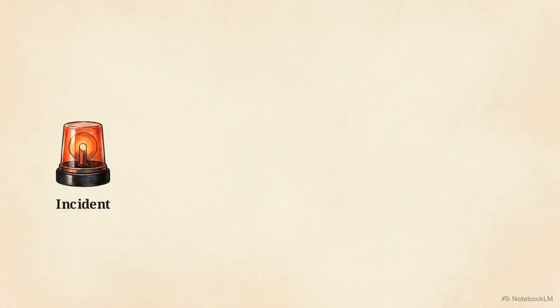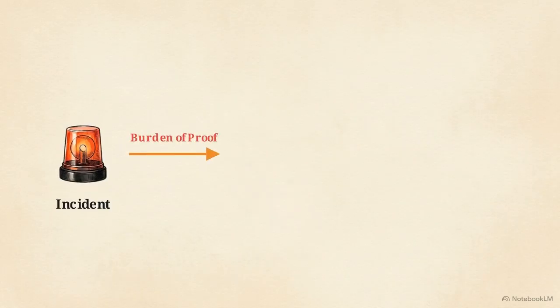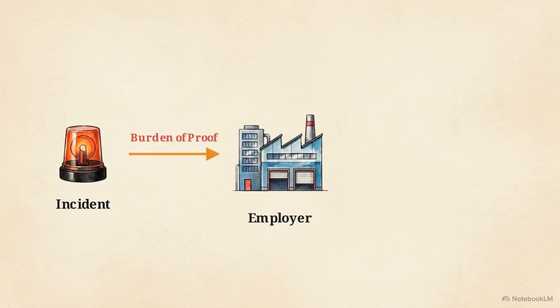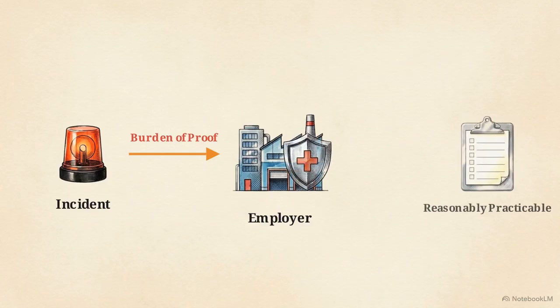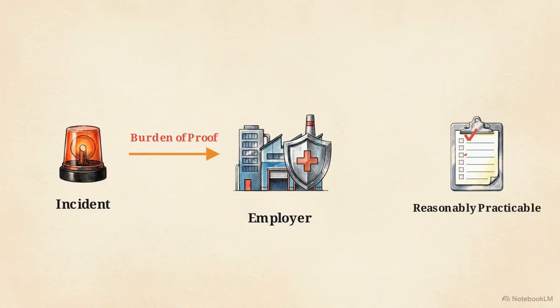Section 40 of this act does something highly unusual for criminal law. It shifts the burden of proof entirely onto the employer. If an incident happens, the organization must prove they did everything reasonably practicable to prevent it.